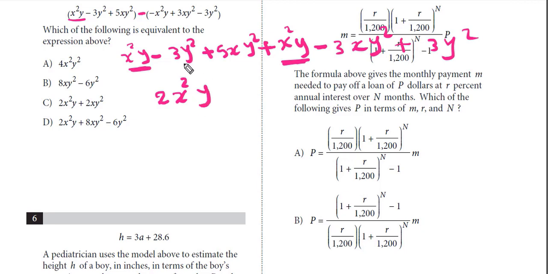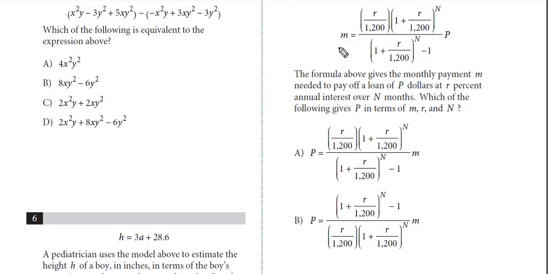Negative 3y squared and positive 3y squared here, they are opposite, then their sum is 0. 5xy squared minus 3xy squared, like terms, it will be 2xy squared, which is correct. I think it's C.